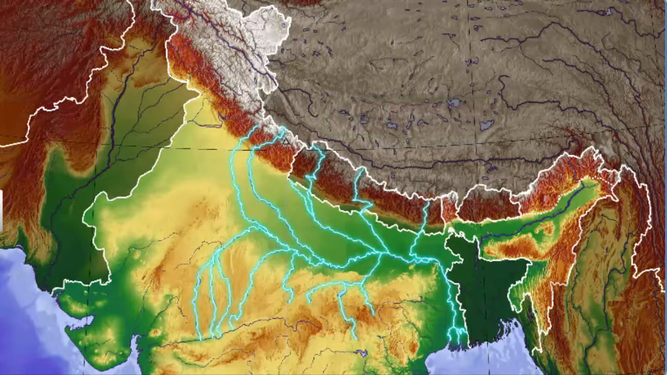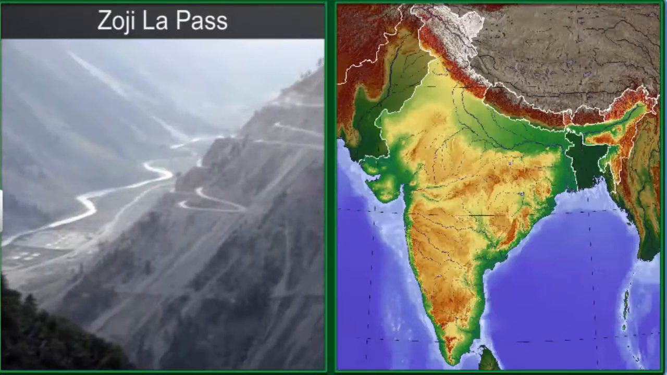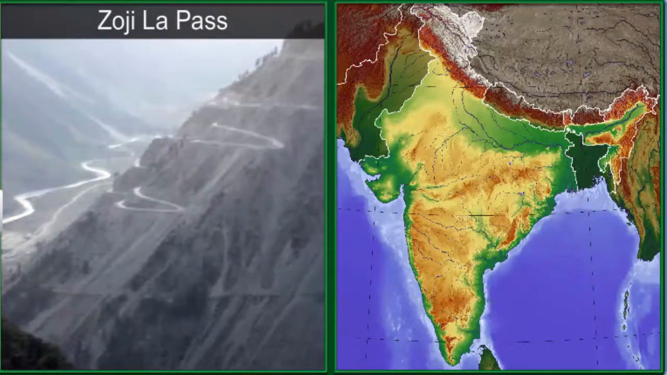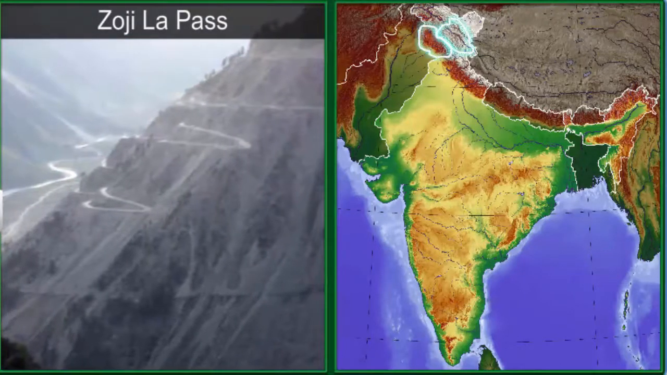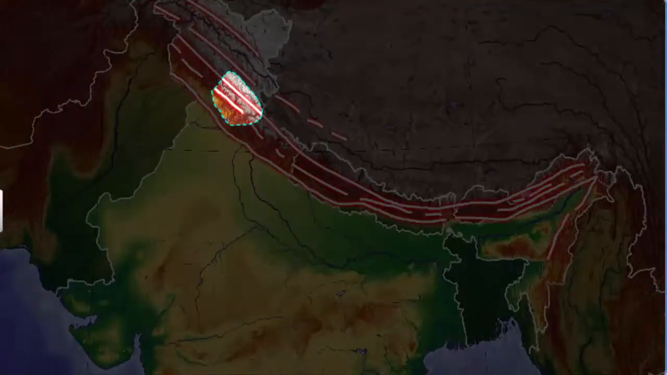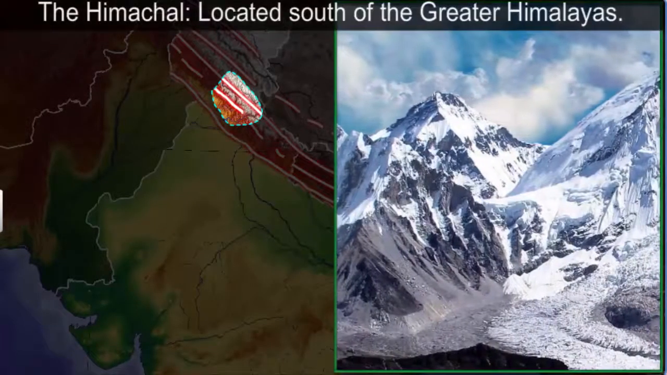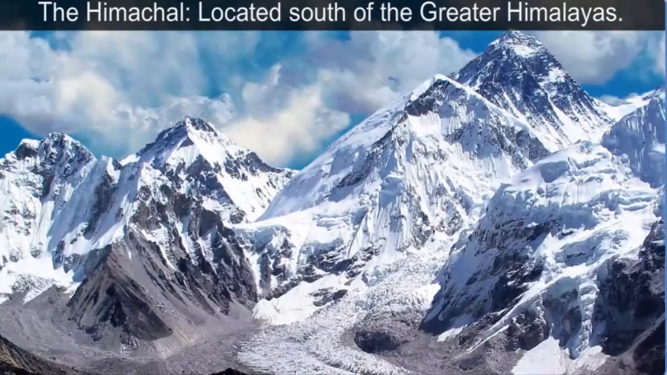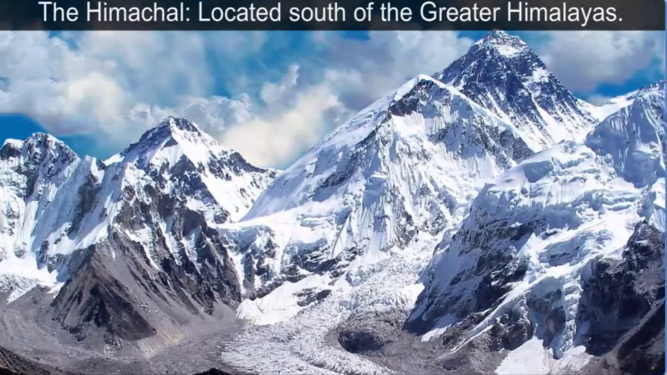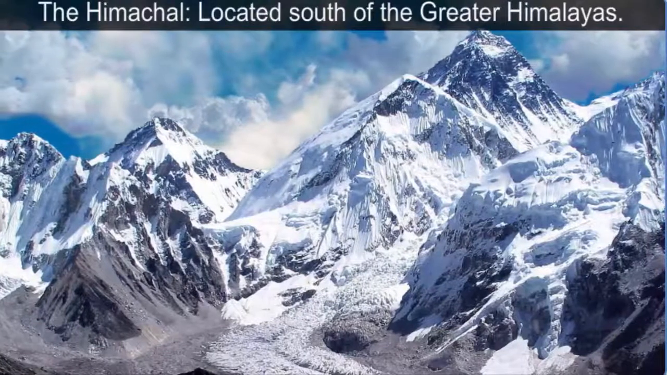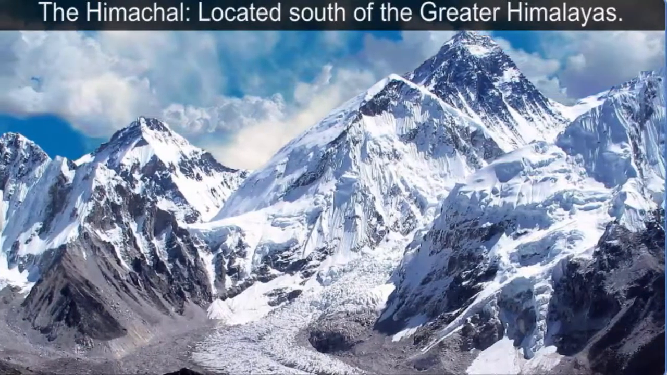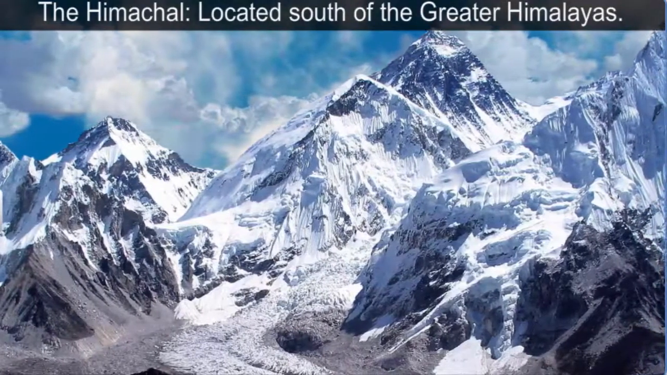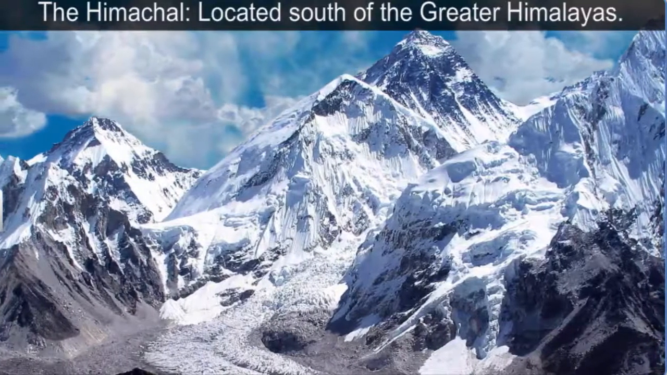The Zoji La Pass is also situated in the Great Himalayan range. This pass is the only link between Ladakh and Kashmir. The next range, which is known as the Himachal, is located south of the Greater Himalayas. The height of mountains in this range is between 3,700 and 4,500 meters, as against the average height of 6,000 meters in the Great Himalayas. Hence, this range is also referred to as the Lesser Himalayas.